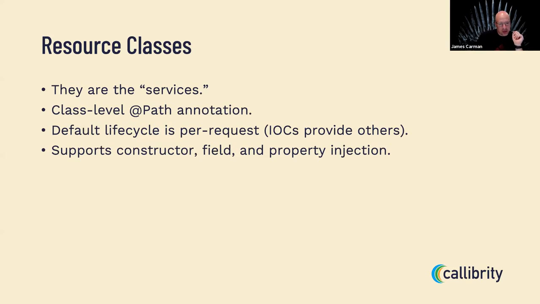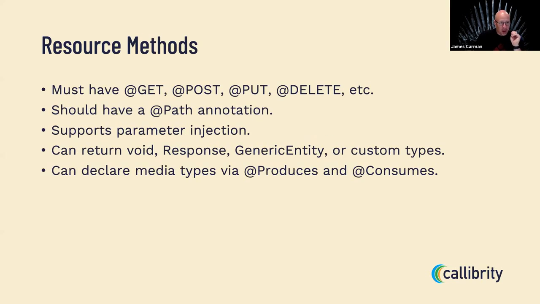And then we do support constructor, field, and property injection. The methods that are going to fulfill requests for you have to have a request method designator annotation on them, and that's what these GET, POST, PUT, DELETE annotations are. You have to have that on there to tell it what it's doing. You should actually put path annotations on every method just so it's explicit. I did not in the previous case, so it'll just default to the path of the resource itself, but it's probably better to put an empty path annotation there just to be explicit.